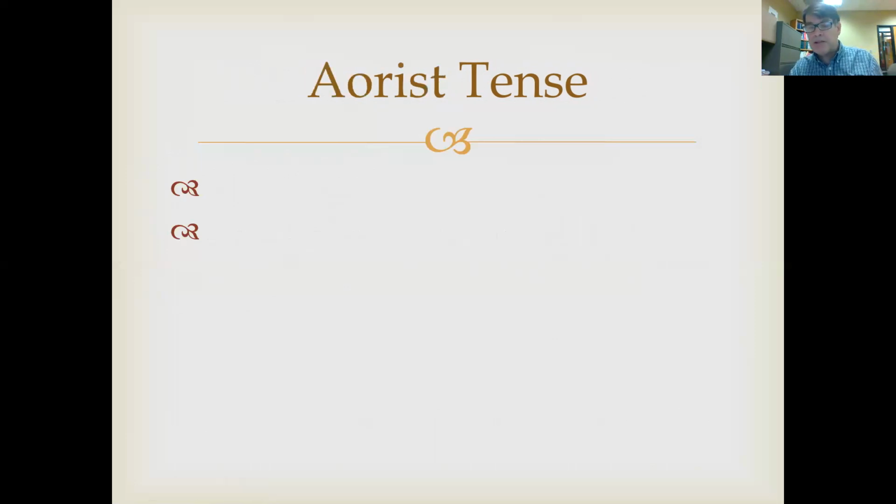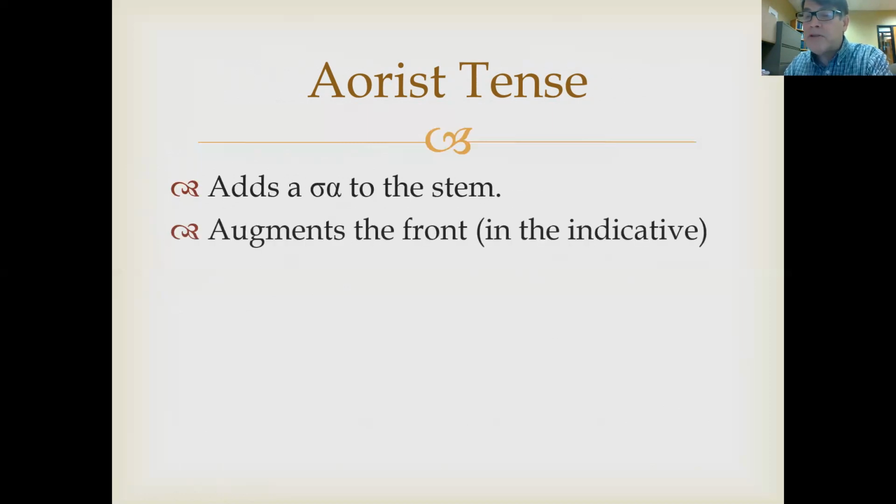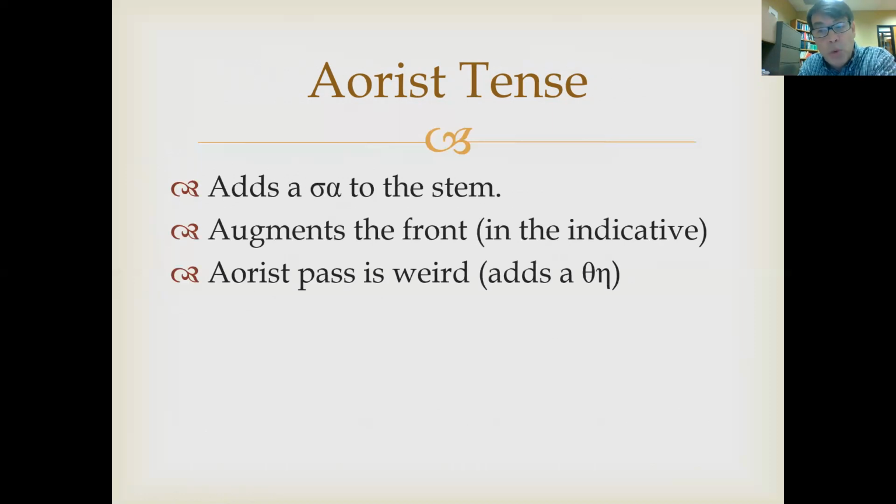What about the aorist tense? Well, the aorist tense is going to take that lu and add a sigma alpha to the end. Not just a sigma, that is future, but a sigma alpha is going to make it aorist. There are all kinds of exceptions to what I'm saying, but just stick with what I'm saying for the moment. It adds a sigma alpha to the stem, and then it augments the front in the indicative. Okay, I should have just told you this and then later told you I was lying as I add on things. But the thing to know is that the aorist adds a sigma to the end of the stem and augments the front.